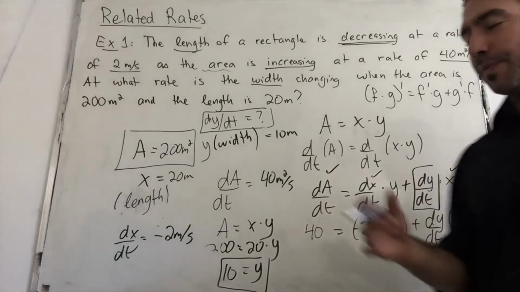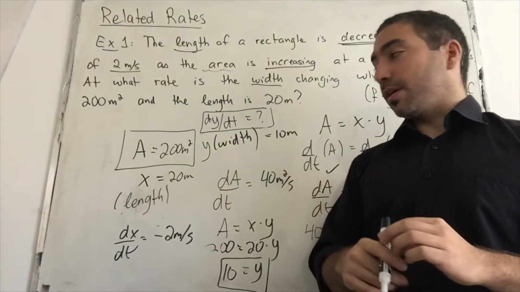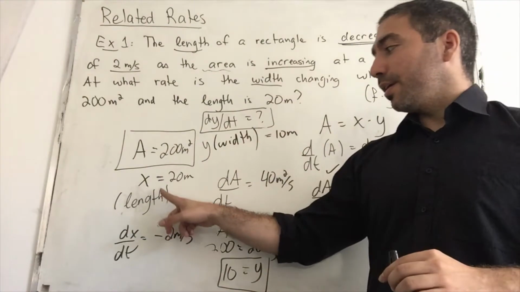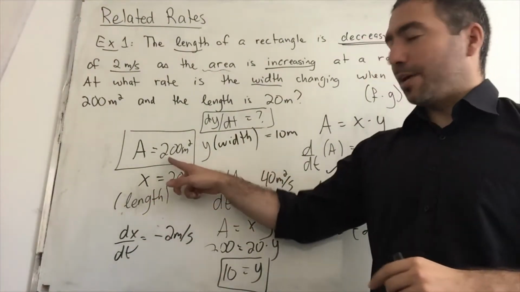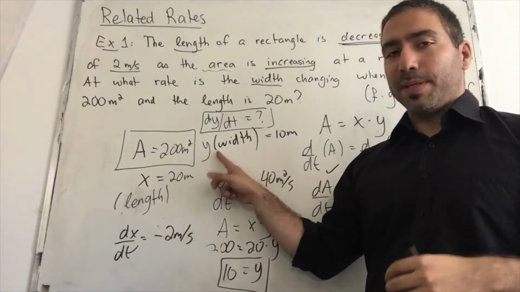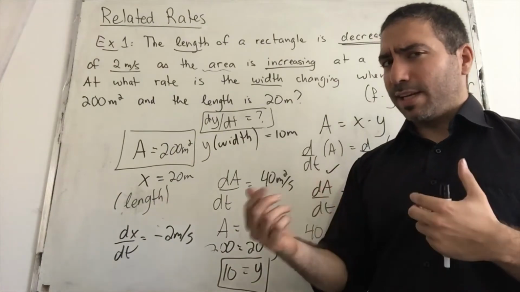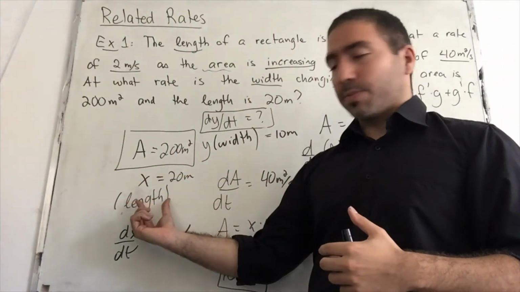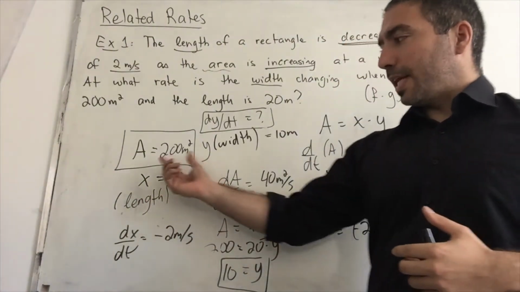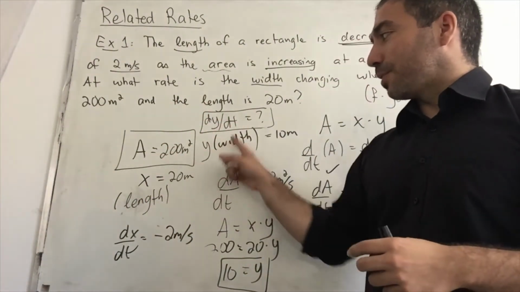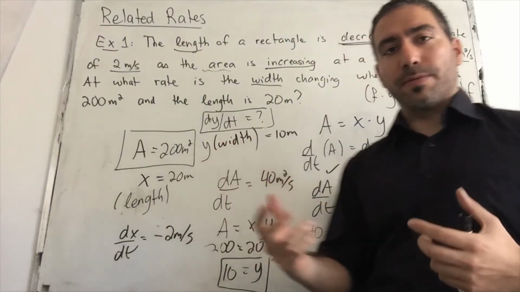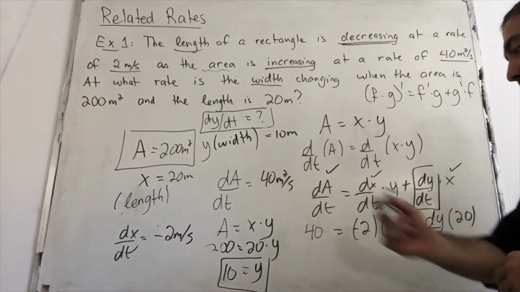And it's always a good idea before you solve just to look at the answer that you anticipate you're going to get. So we're talking about the change in y. If the length is getting smaller and the area is getting bigger, would you expect the width to be getting bigger or smaller? Do you expect your answer to be negative or positive? Well, if the length is getting smaller and the area is getting bigger, the only thing that's possible is for the width to get bigger. So we do expect the derivative of the width to be a positive value. So keep that in mind, that's always good to know.